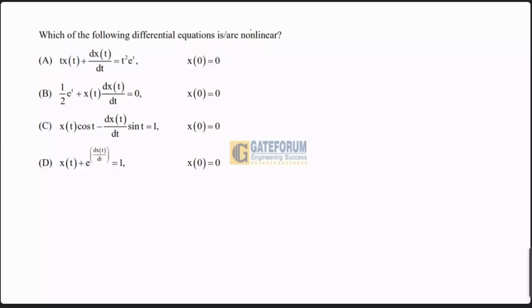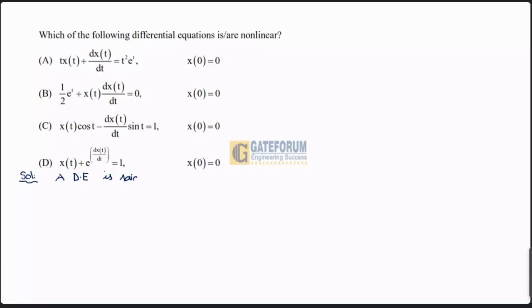This question is from engineering mathematics, from the topic differential equation and the subtopic first order linear equations, which is a 2 marks question. The solution is: a differential equation is said to be linear if the dependent variable and its derivatives have degree 1 and these terms are not multiplied together. Otherwise, the differential equation is called non-linear. Okay. A differential equation, DE stands for differential equation.